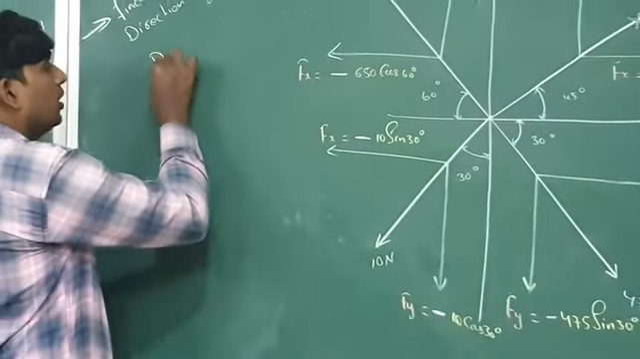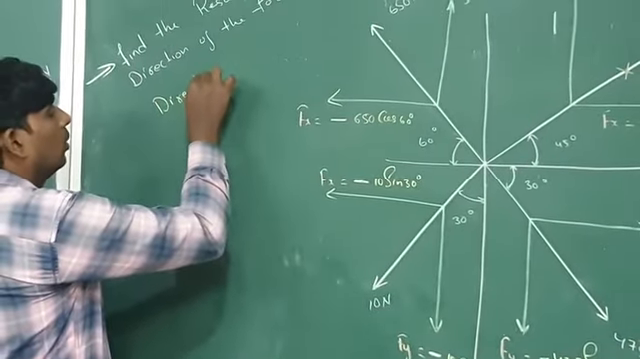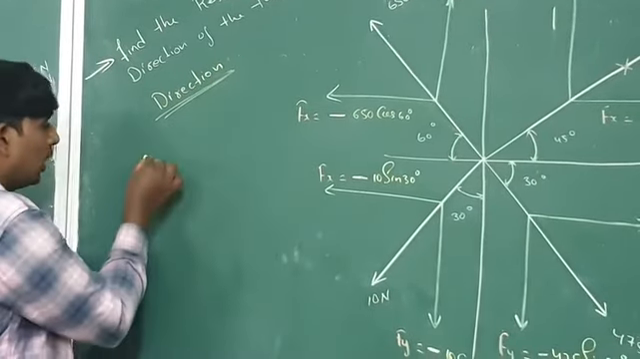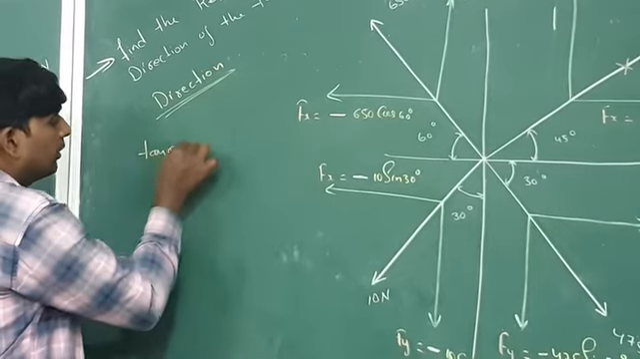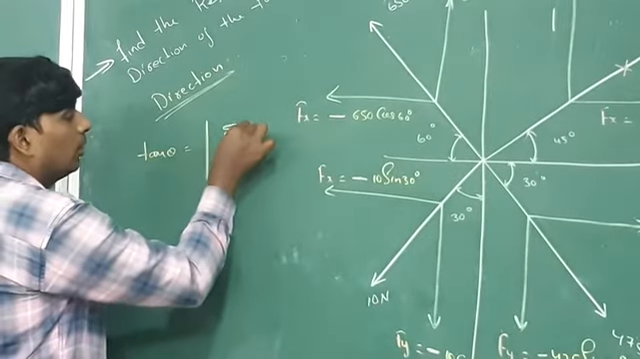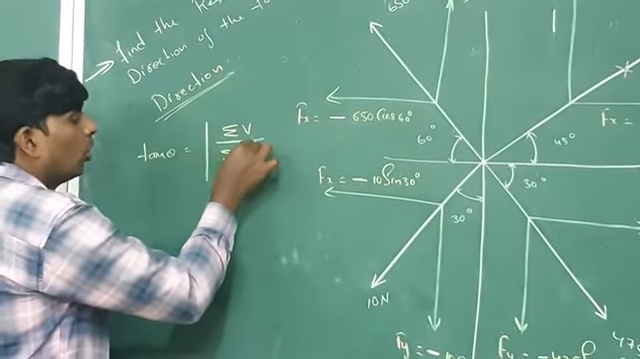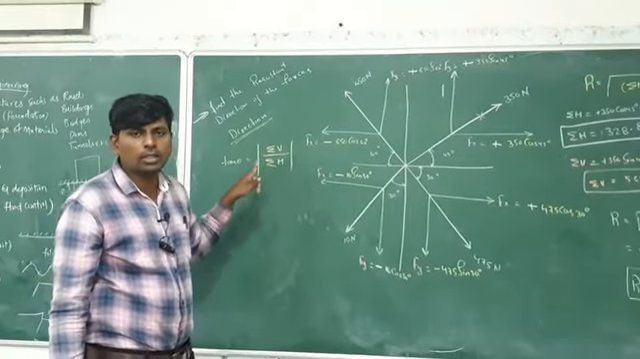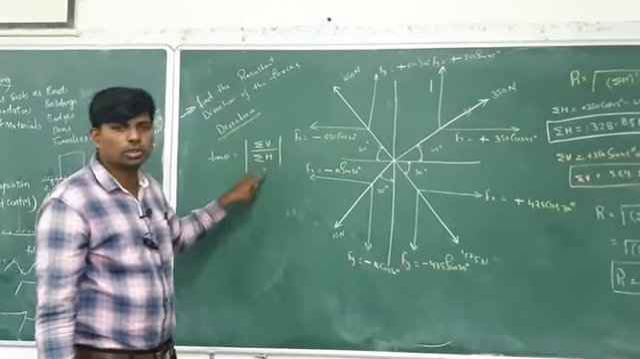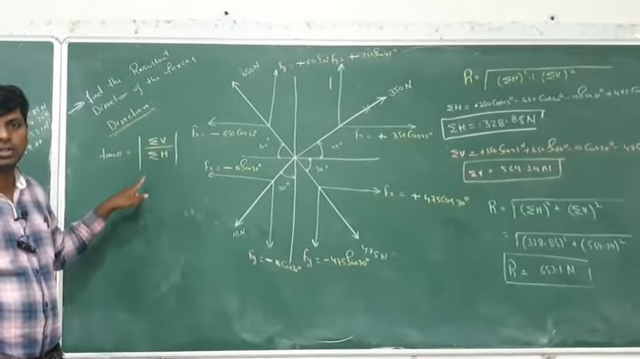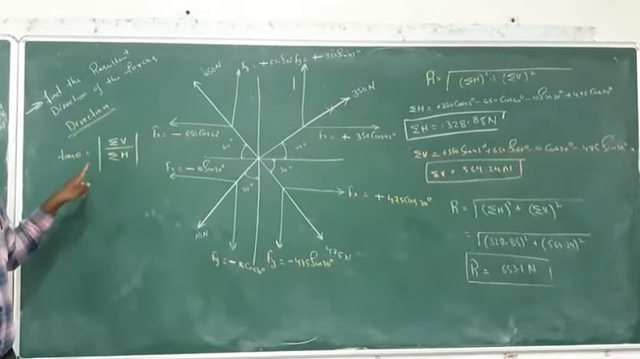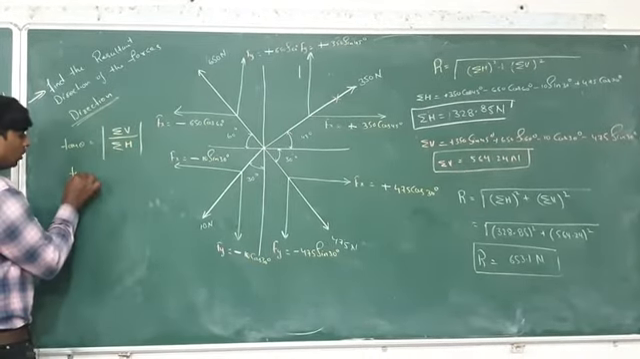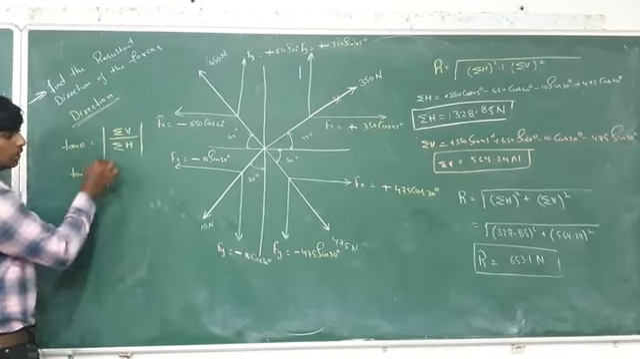For finding the direction, you have to write down this formula: tan theta is equal to the modulus of sum of vertical by sum of horizontal. I told you what the function of this modulus is. Whenever you get a negative sign, you can make it positive with the help of this modulus. So first you have to write tan theta is equal to the modulus of the sum of vertical value.